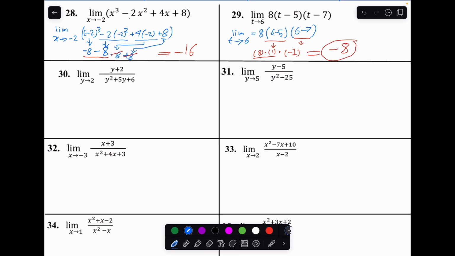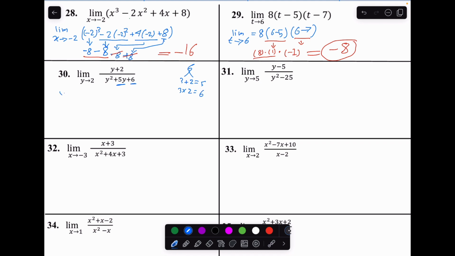Question 30, we can do direct substitution and also we can simplify. Actually, I prefer simplifying. So we have here 6 and 5y. We need numbers that multiply to 6 and add to 5. Let's try 3 and 2. 3 plus 2 is equal to 5, and 3 multiplied by 2 is equal to 6.